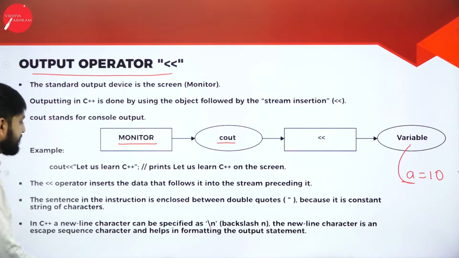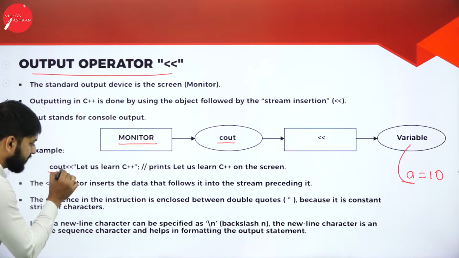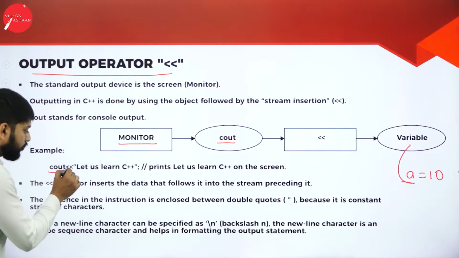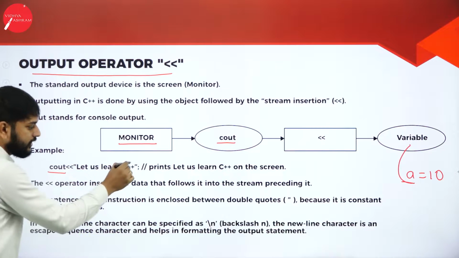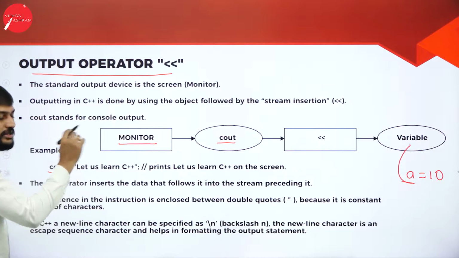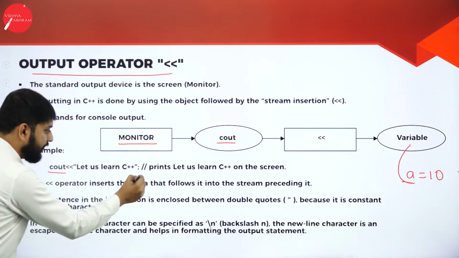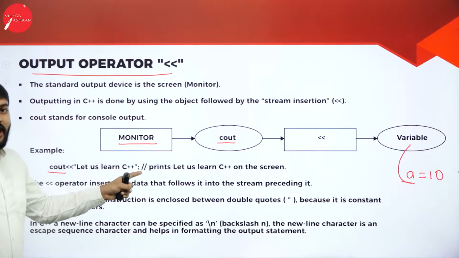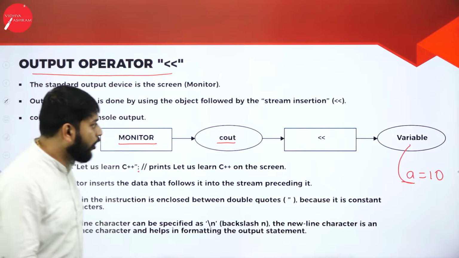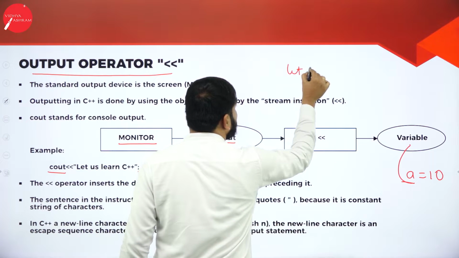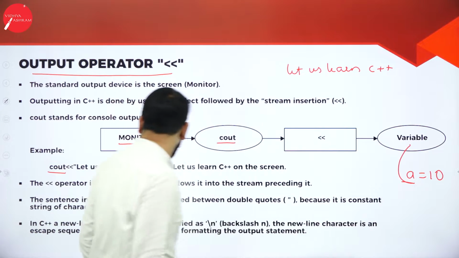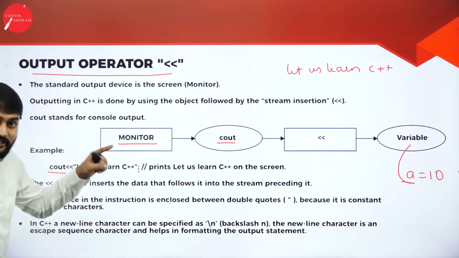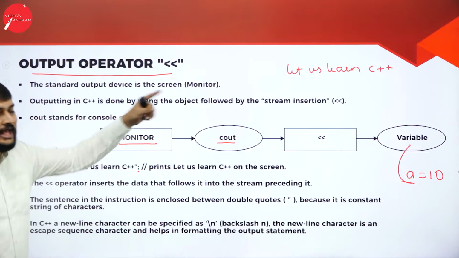So guys, please understand this statement, whatever we have here. So cout, what is it that I have written? Cout, the output operator, within double quotes I have written, let us learn C++. At the end I have used a semicolon. If I use the statement, what will be my output? My output will be, let us learn C++. Guys, whatever I have within the double quotes, it will be printed as it is.